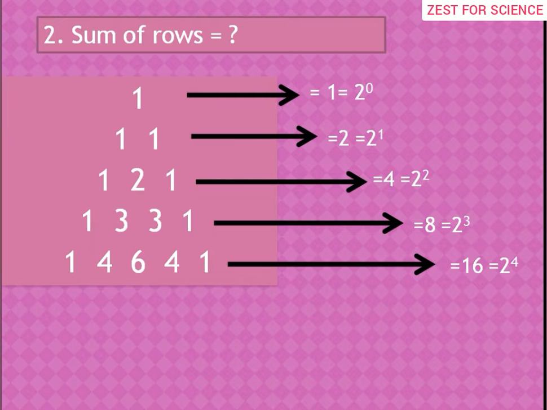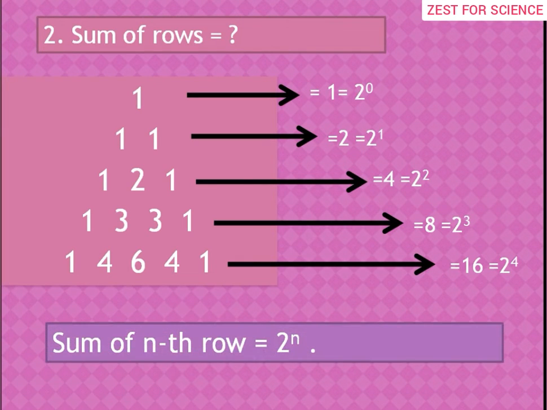Now goes to the second importance. It tells us about the sum of the rows. In the 0th row there is 1, which is 2 to the power 0. In the first row, the sum of the numbers is 2, that is 2 to the power 1. Similarly, the sum of the numbers in the fourth row is 16, that is 2 to the power 4. So we can say the sum of the nth row is 2 to the power n.